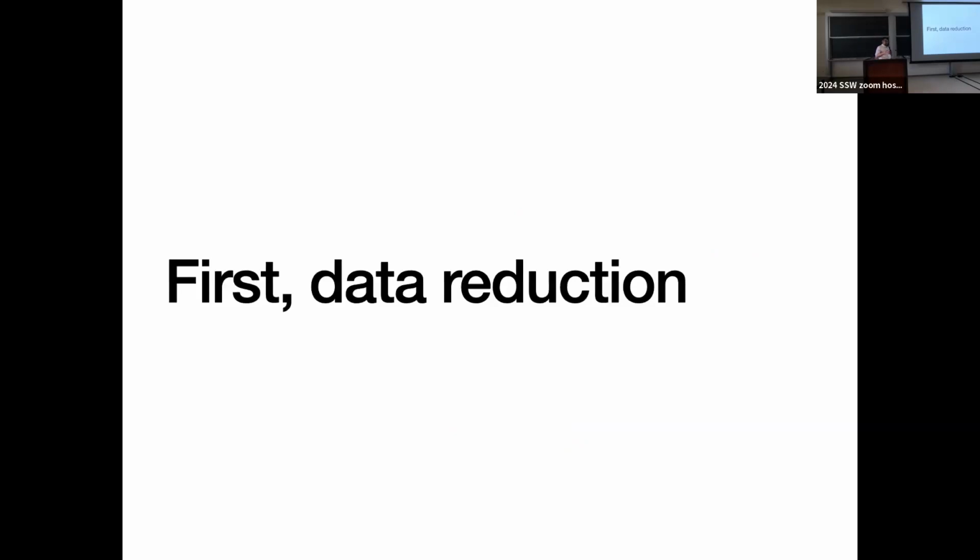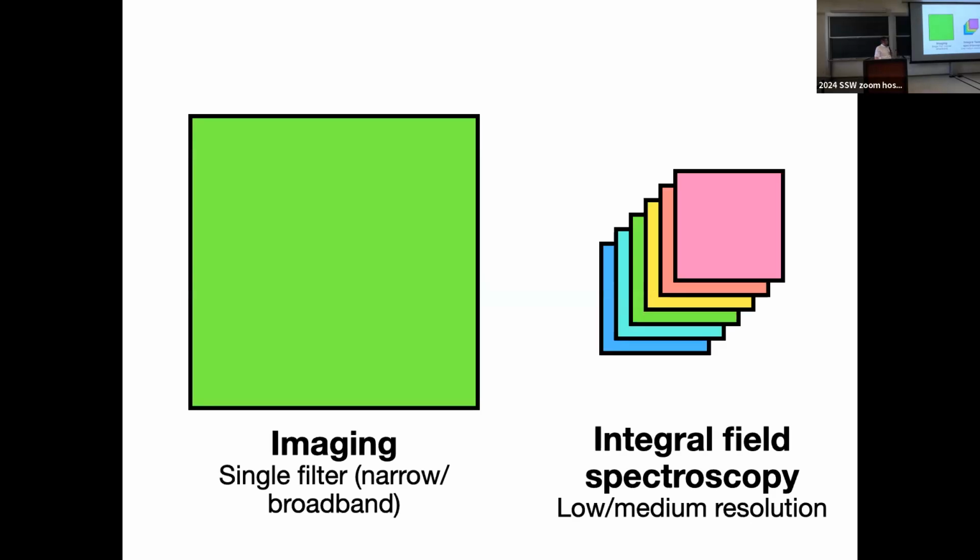Okay, but before we dive into those two different topics, I'm going to first talk about the data reduction and the initial calibration that we need to do. I'm going to talk about imaging in a single filter. So this can either be narrowband or broadband, and then some discussion on integral field spectroscopy. And that provides low or medium resolution spectra over a smaller field of view.